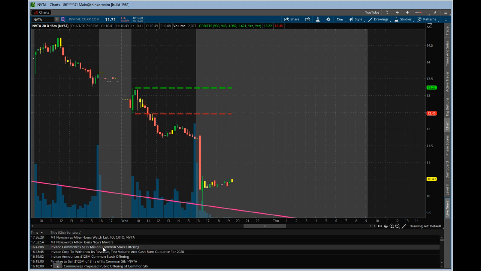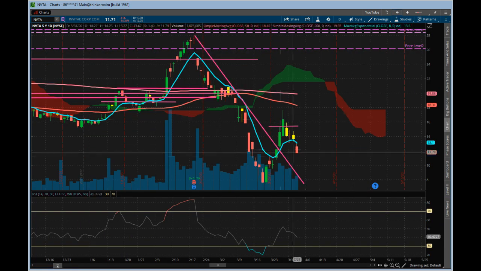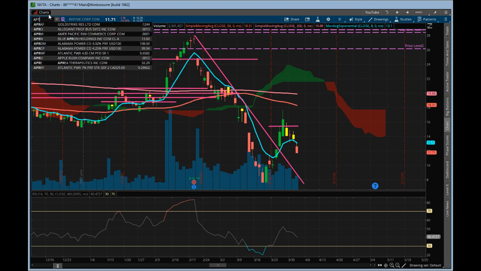NVTA commences stock offering. So there you go. What a candle today on NVTA. Nasty shooting star candle under a curling down 8 EMA with increasing volume, heading back to the downward trend line, and then boom, stock offering. So that's going to be a nice downside move for tomorrow on NVTA. Obviously we'll see what it does. You could look at it for a 15 ORB trade tomorrow.